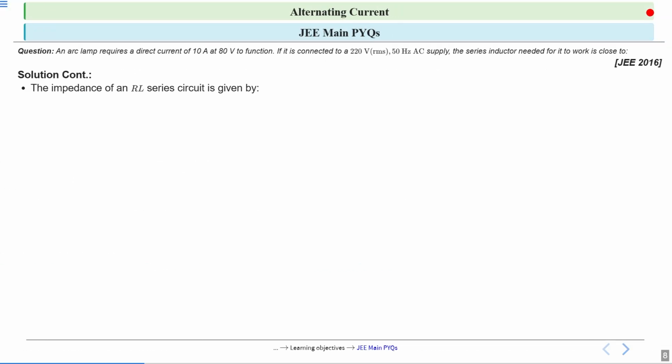Okay, the impedance of an RL circuit is given by, so what is the impedance of an RL circuit? Z equal to root R square plus X_L square. According to NCERT question 7.26, firstly we have to find the resistance, then we have to find X_L, and from X_L we have to find L, the series inductor needed for it to work. So we have to find the close value. Firstly we have to find the impedance and R.